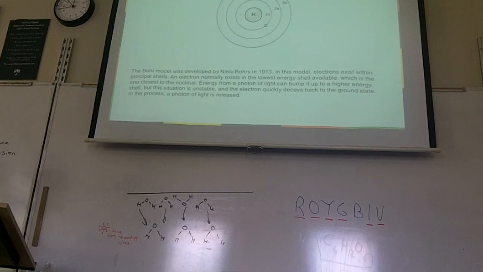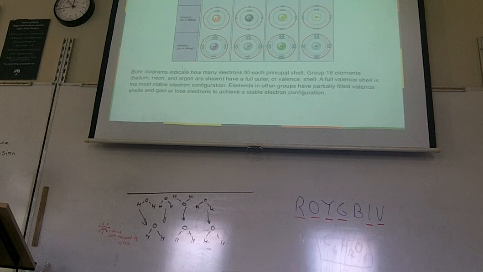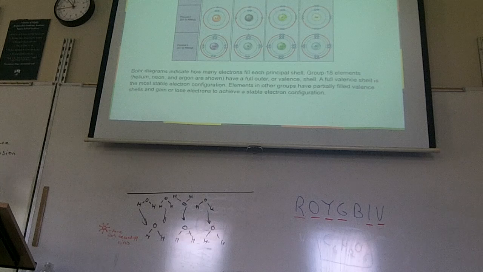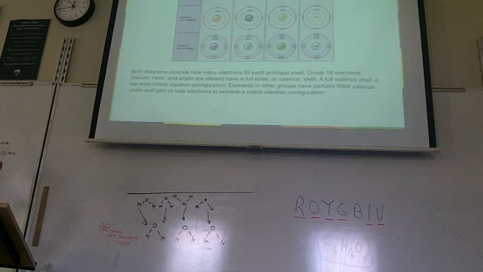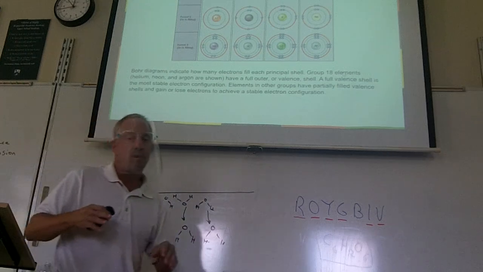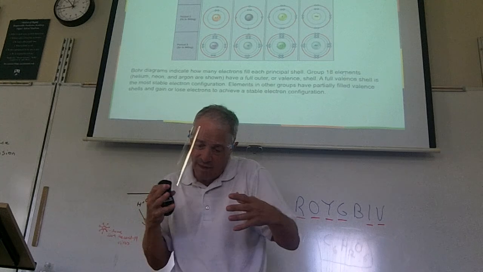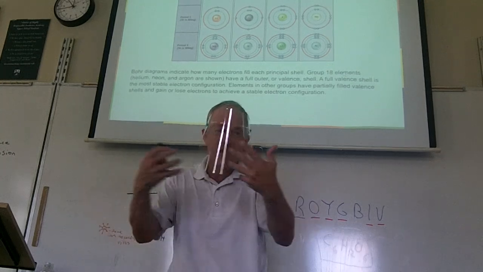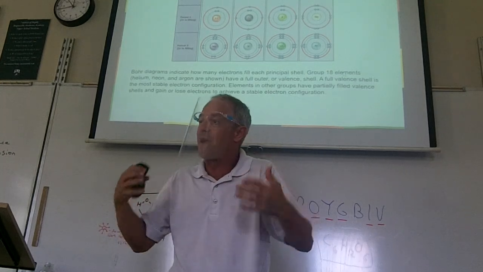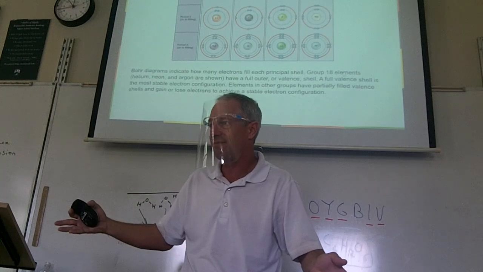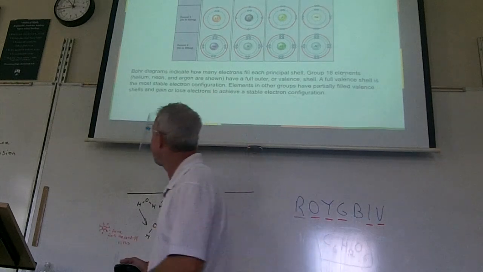But they want a full outer level. So every atom in group 1 and group 2 doesn't have a full outer level. Only the noble gases have full outer levels as individual atoms. But what you're going to see is atoms come together to share electrons to make full outer levels. Do you remember that from chemistry?